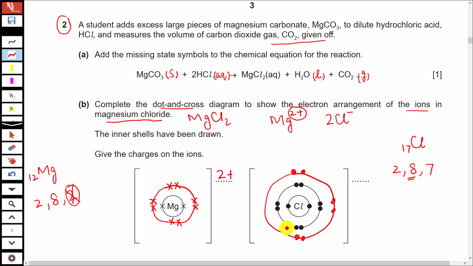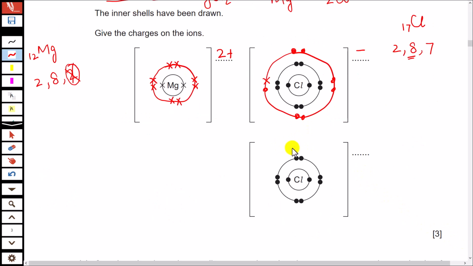That are 7 electrons that were already present in the chlorine atom, and the 8th electron will be shown by a cross, and due to gain of an electron it will have a negative charge, and we have 2 chloride ions, so the same will be the case for the second one. You have to put 7 dots like this and 1 cross and a negative charge over here. So this is the complete dot and cross diagram for magnesium chloride.